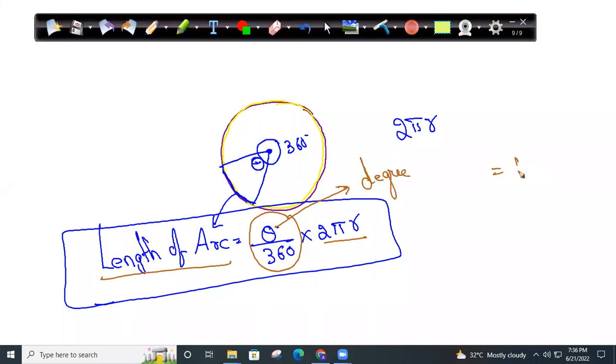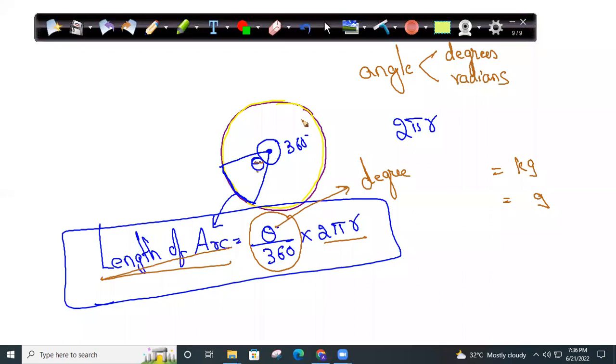Like I can measure your weight in kilograms, I can also measure your weight in grams. So similarly, I can measure this angle in 2 ways. There are many ways, gradients, something, but most important are degrees, and second is radians. While I'm using this formula, I should use theta in degrees only. Length of the arc is given by theta by 360 into 2 pi r.